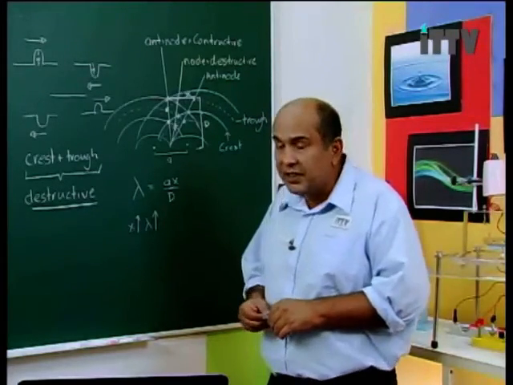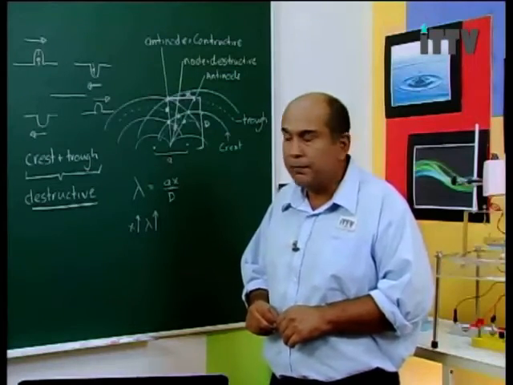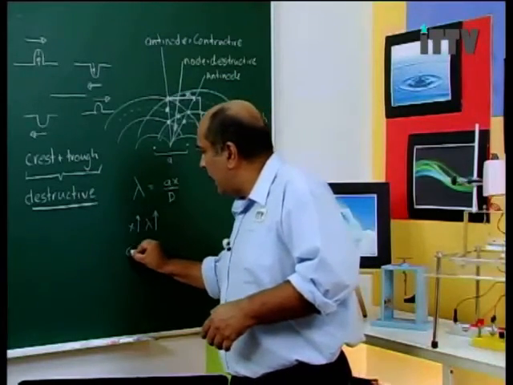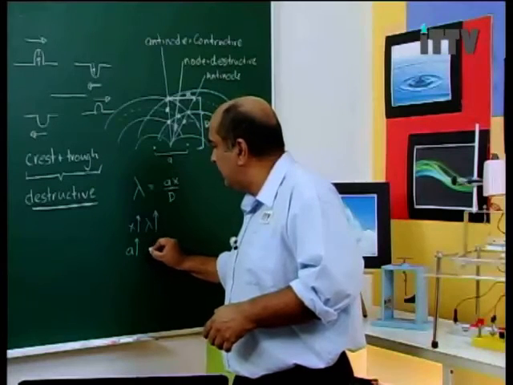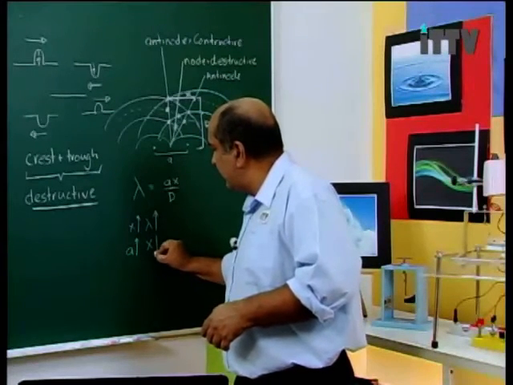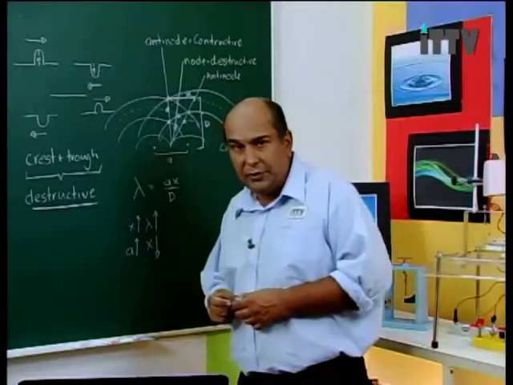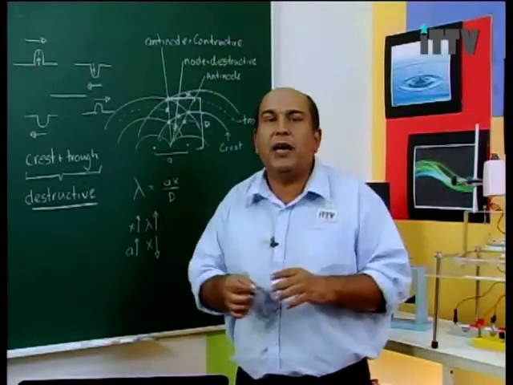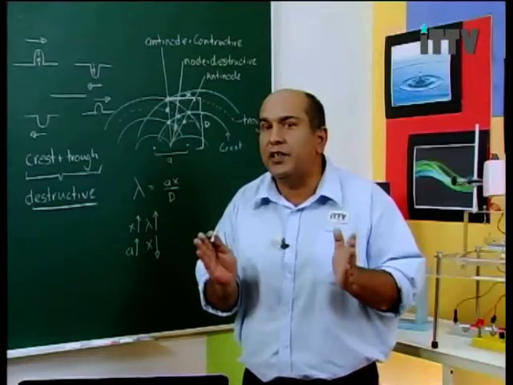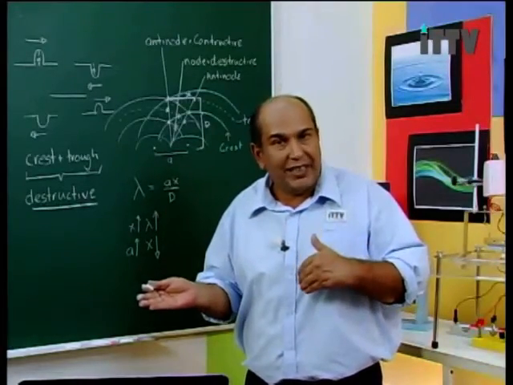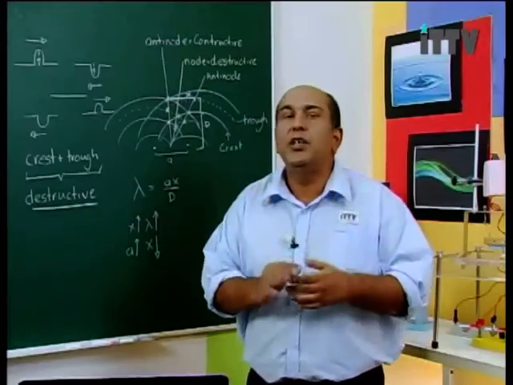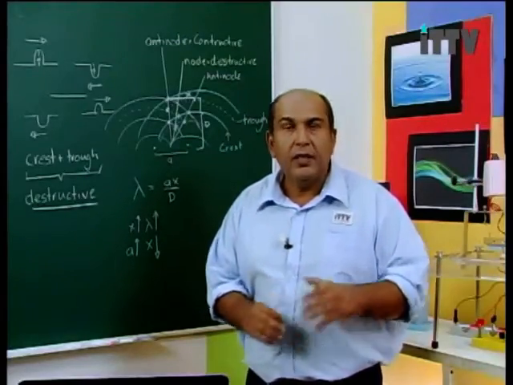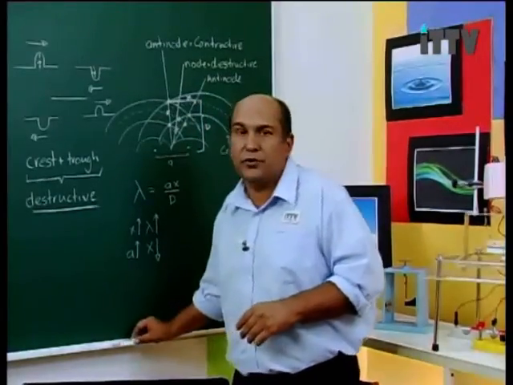Another key relationship is the relationship between a and x. These two are inversely proportional to each other. So, if a increases, x decreases. So, if your sources are further apart, then the distance between the nodes or the distance between the antinodes becomes smaller. So these are the key things that we need to notice.